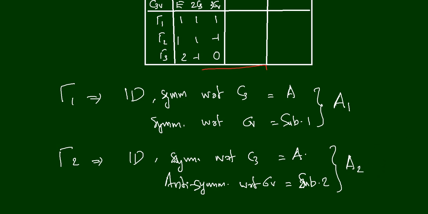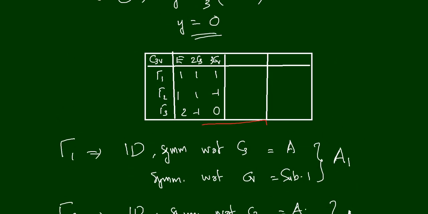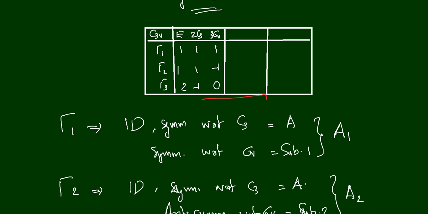And what about the third one? Third one is a two-dimensional representation. Since gamma 3 is a two-dimensional representation, its symbol is nothing but E. So now we have the symbols for all the irreducible representations: A1, A2 and E. Now we can replace gamma 1, gamma 2 and gamma 3 by A1, A2 and E.